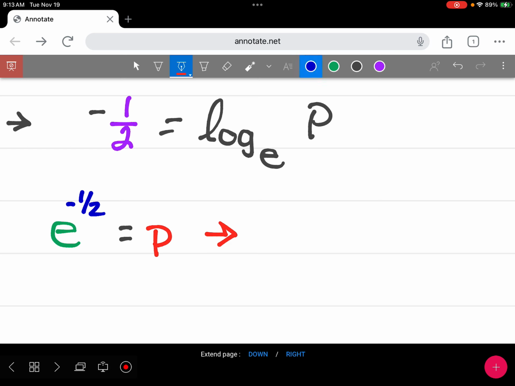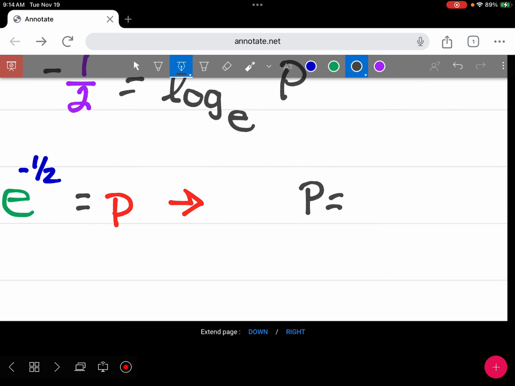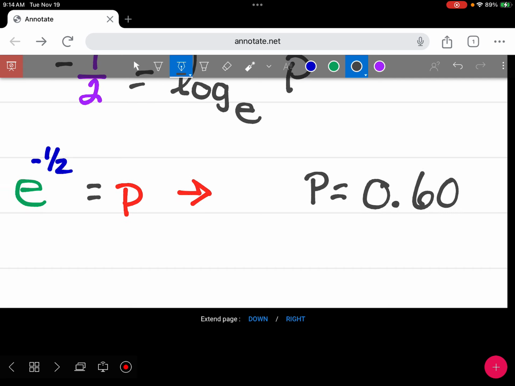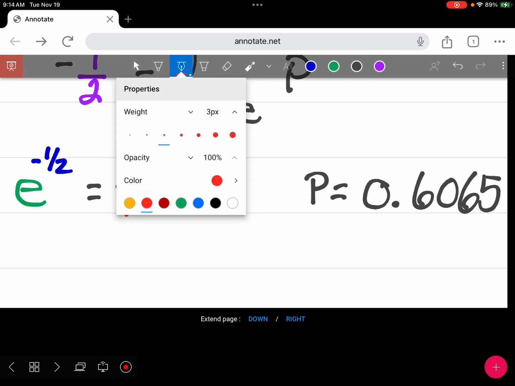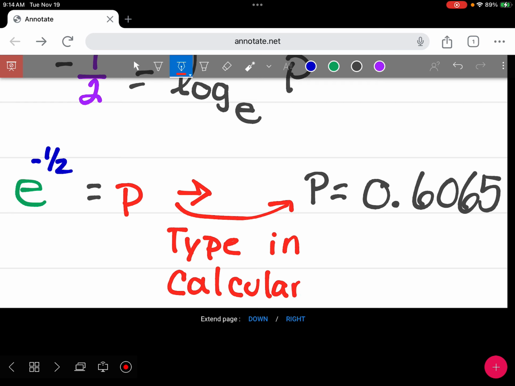What is e to the negative 1/2? Give me 4 decimal places. This step is when we type it in the calculator. We cannot do e to the anything and get a decimal.